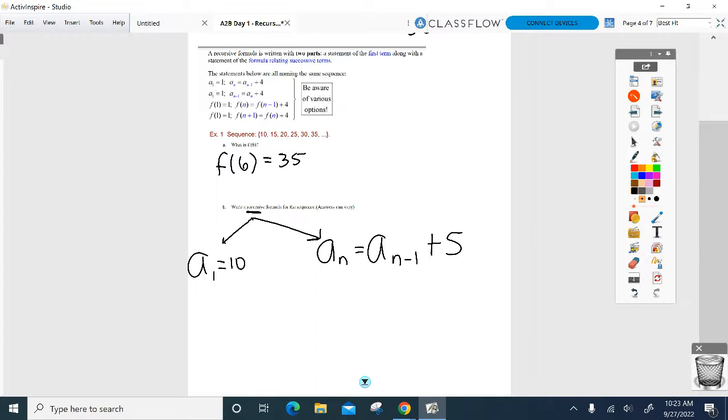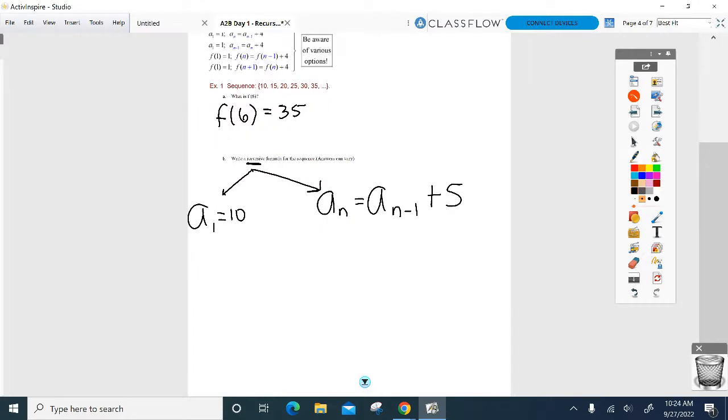So if you want to find any given term, you take what's this represent? The previous term and add 5. All good. The one great thing about this is I could write this differently.